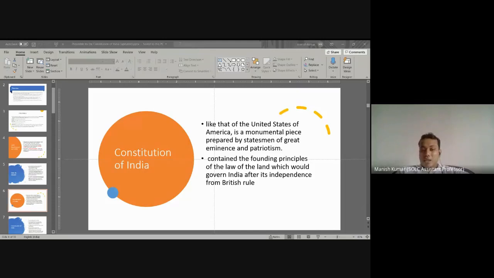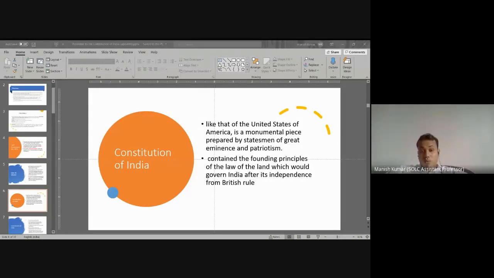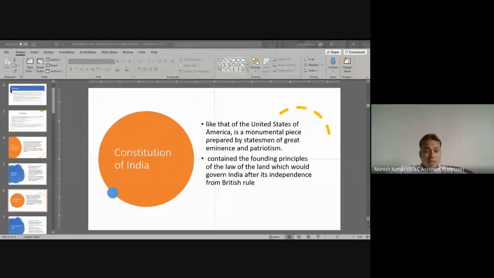The Indian Constitution is the world's longest constitution. Do you know that? Yes, sir. The Indian Constitution is the world's longest constitution.